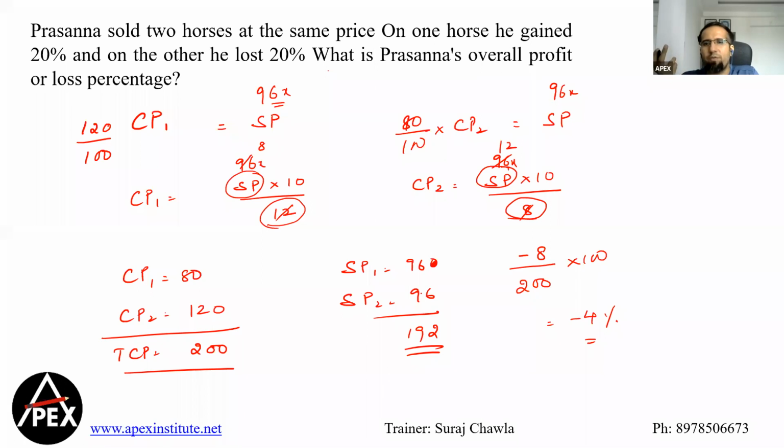You can also take 24. You will get the same answer. I've just taken a multiple of 12 and 8. You take 24, you will get 8% as the answer.